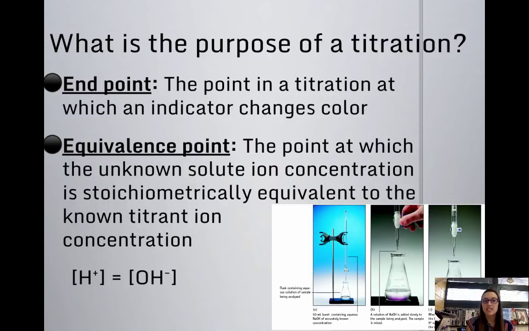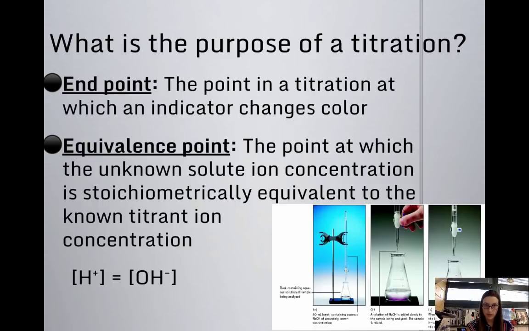So the purpose of a titration is to figure out the volume that was used out of the burette and to try to calculate the concentration of an unknown. Now, when we're doing a titration, there are 2 points that we can look at. The end point is the point in a titration when your indicator changes color. So when it says the end point had a volume of 50 milliliters, that was when your indicator changed color.